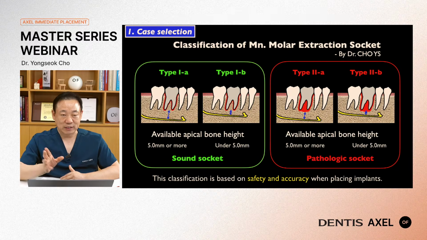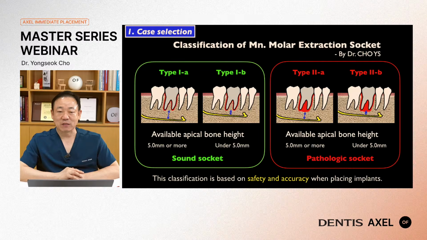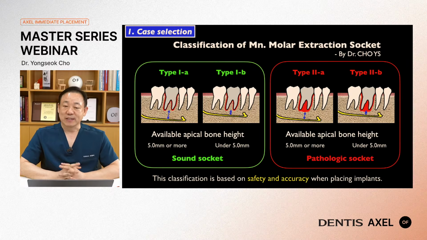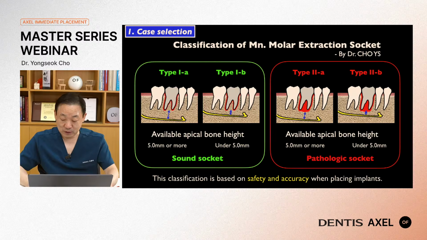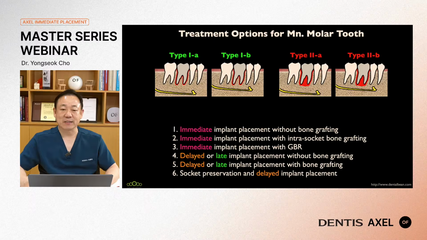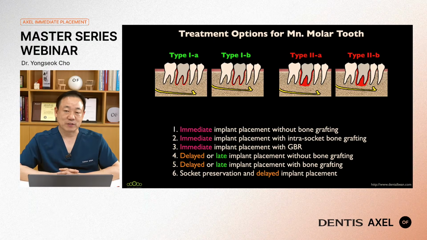So here we can see 4 types of extraction socket at mandibular molars. This classification is based on safety and accuracy when placing an implant. Especially safety is the most important. Depending on the extraction socket, there are several treatment options.